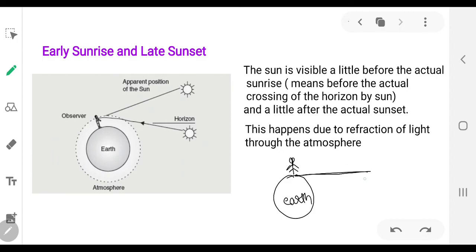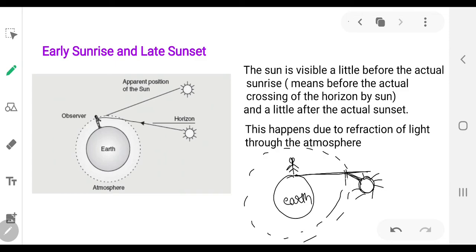Why does it happen? Suppose the sun is below the horizon, and here is the atmosphere. The light rays are traveling from the sun. The space between the sun and the atmosphere is nothing but vacuum, so the light is traveling in vacuum with some speed. As soon as it enters the air medium, even though we say light travels with the same velocity in air or vacuum, actually the air is a little bit denser compared to the vacuum.